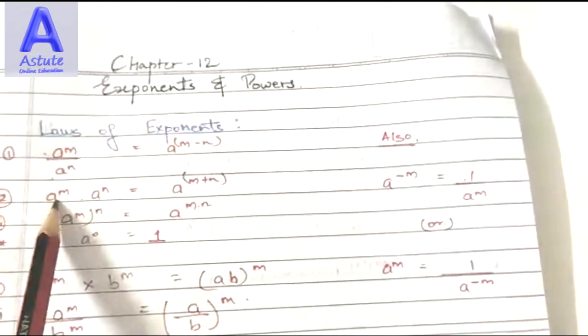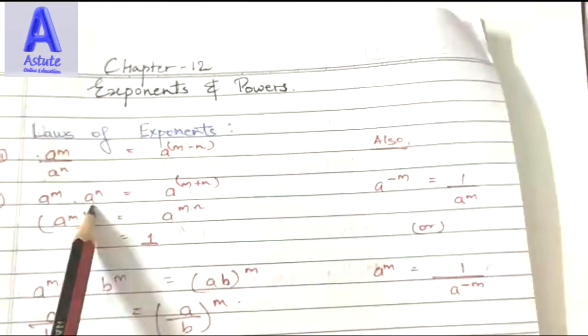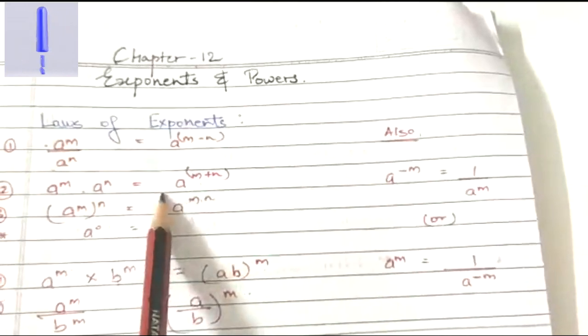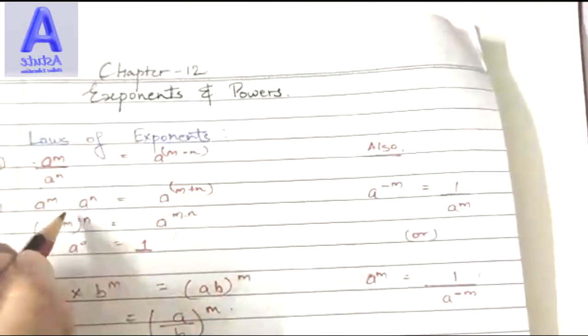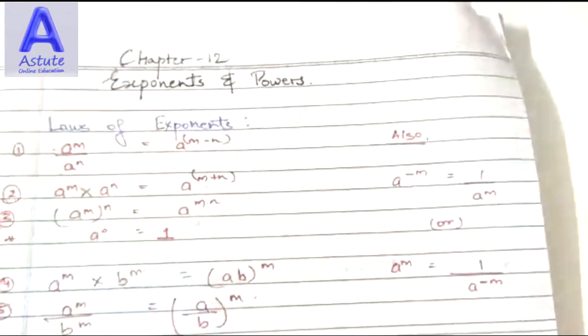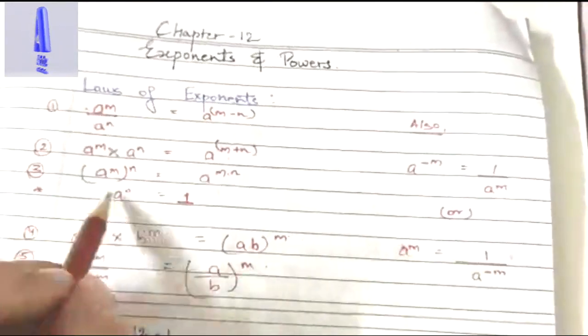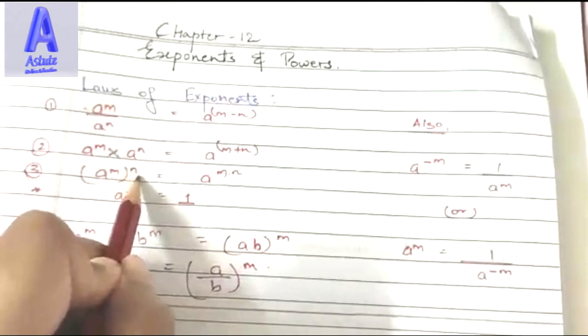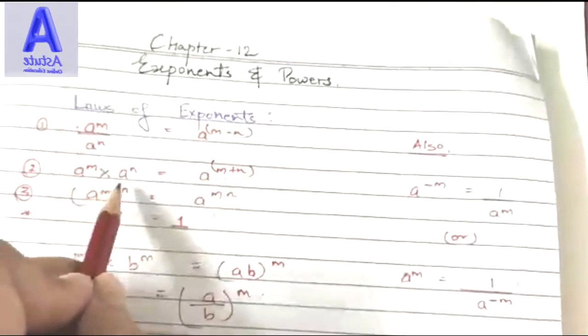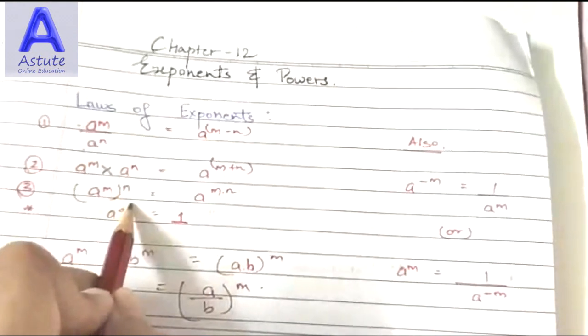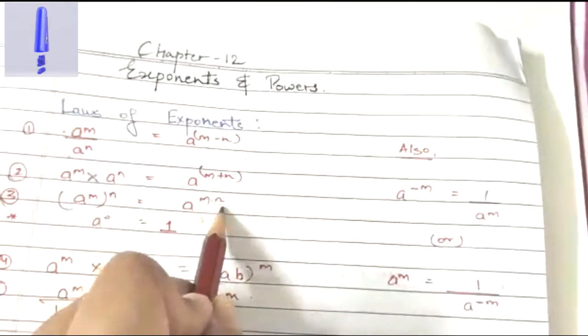So a raised to the power m into a raised to the power n is equal to a raised to the power m plus n. Here I have used dot notation. You can also use a multiplication sign. And when one power is raised to another power, a raised to the power of m whole raised to the power of n, in this case the powers get multiplied with each other.